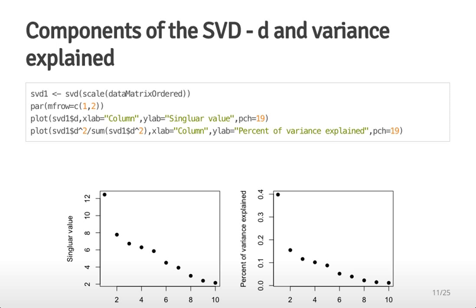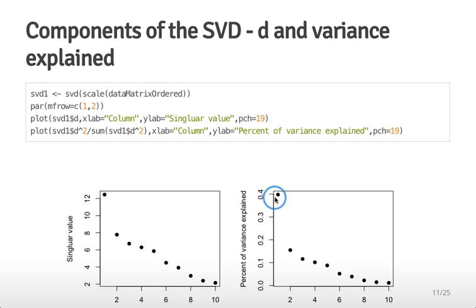We can also look at the D component that comes out of the singular value decomposition. So if we apply the svd to the data matrix, and then we make a plot of the D values by column, we can see that they're a decreasing set of values. These decreasing values start with the first right singular vector or left singular vector corresponding to this first D value. The second right singular vector or left singular vector corresponds to this value, and so forth. If you instead plot D squared divided by the sum of the D squareds, this actually corresponds to the percent variance explained by a particular column or row of the singular vectors.